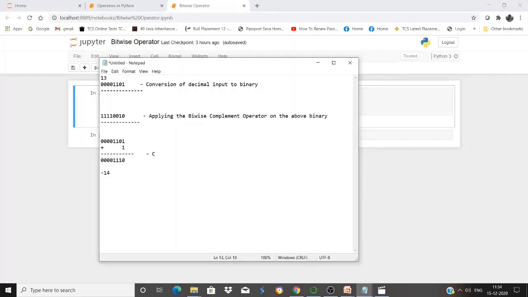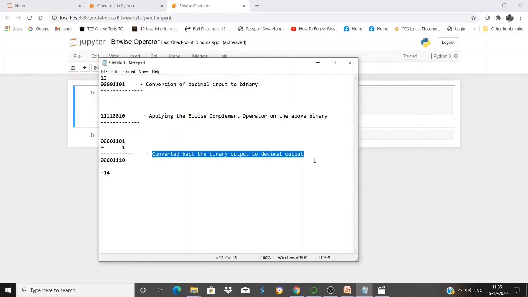In this part, we converted the binary output back to decimal output. So these are the 3 steps. In the first step, we converted the decimal input to binary input. Then we applied the bitwise operator on the binary input to get the binary output, and then we converted the binary output to decimal output. So that's how it works.